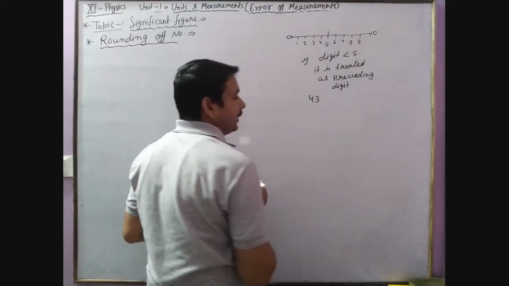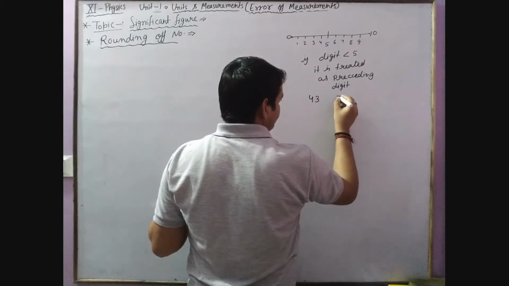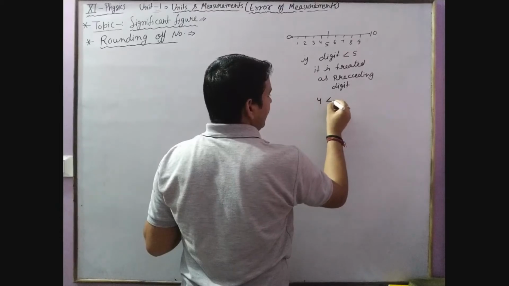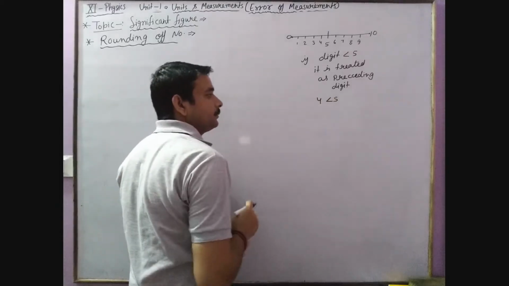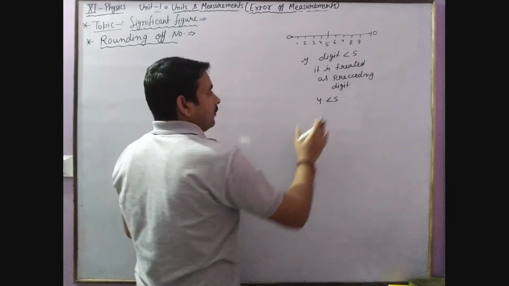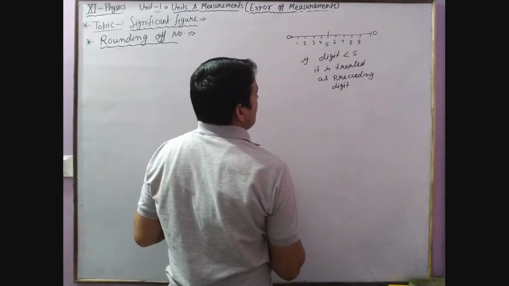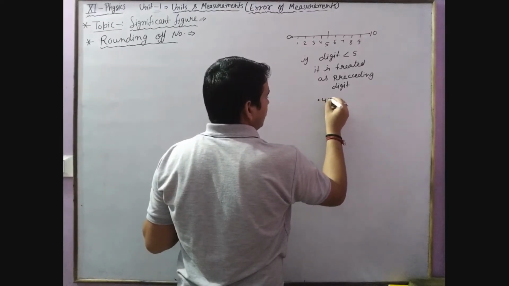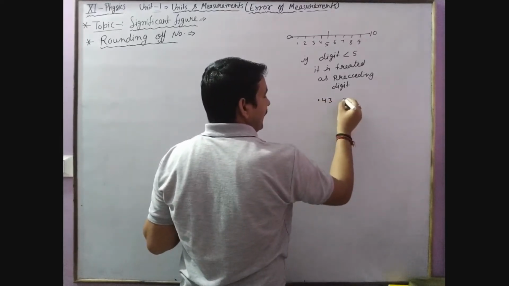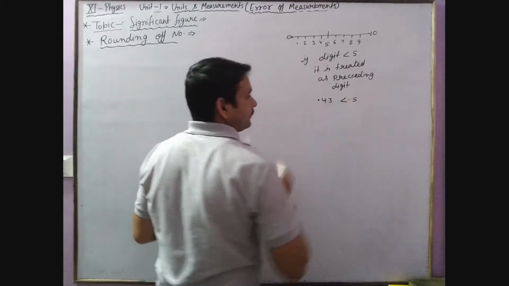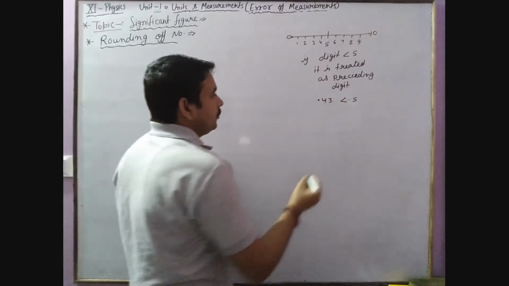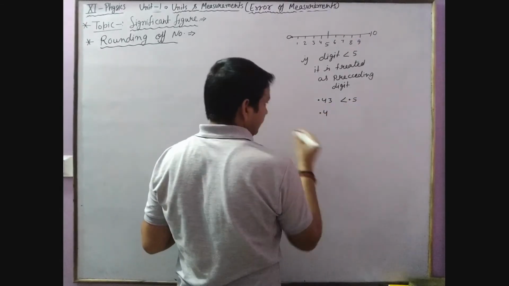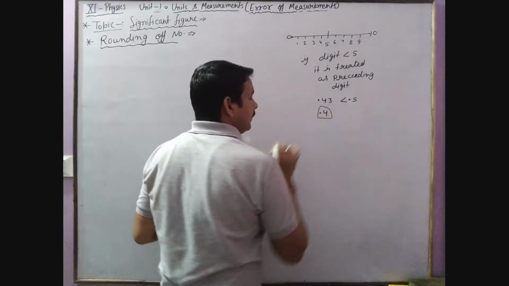Okay, for example, we have 43, and we find here simply 4, it is less than 5. We are moving to the decimal place, 0.43, and we find that it is less than 0.5, so it is treated as 0.4 only. Okay, this is the result.